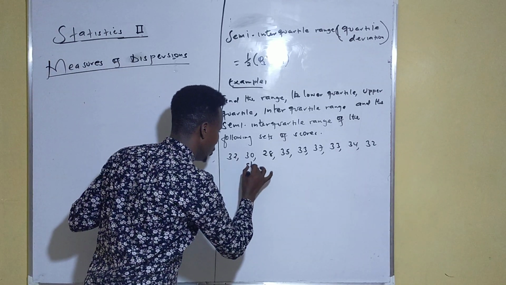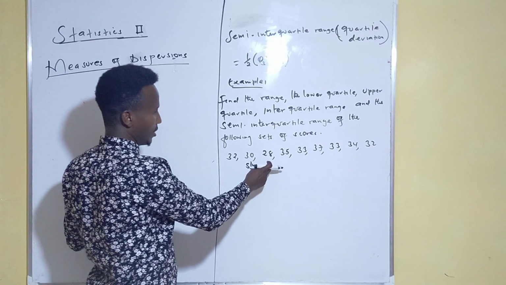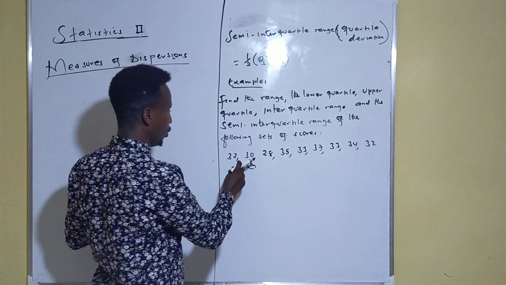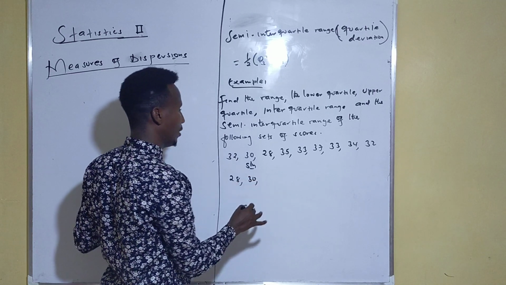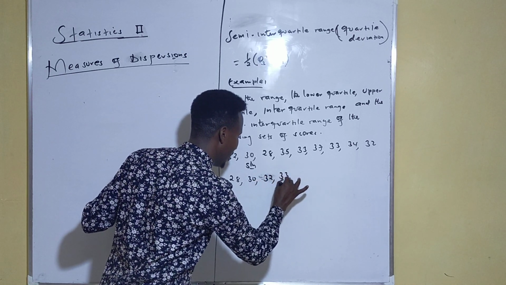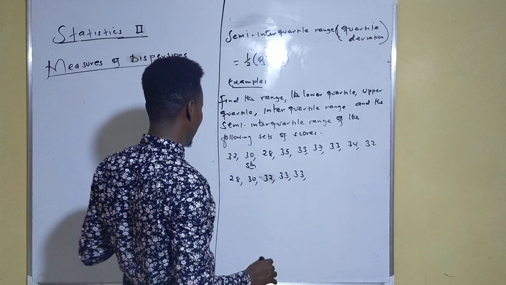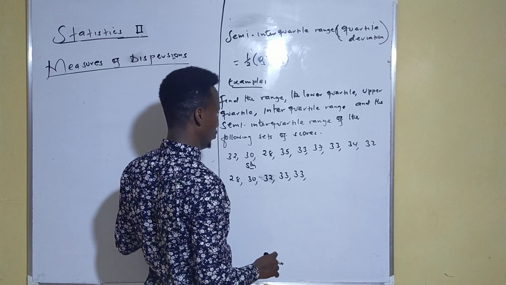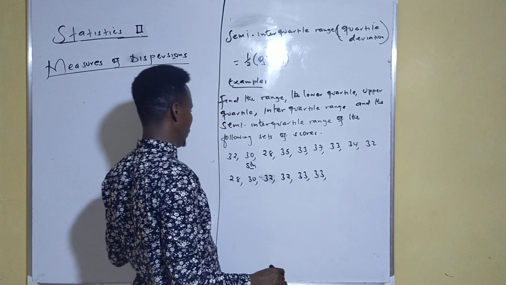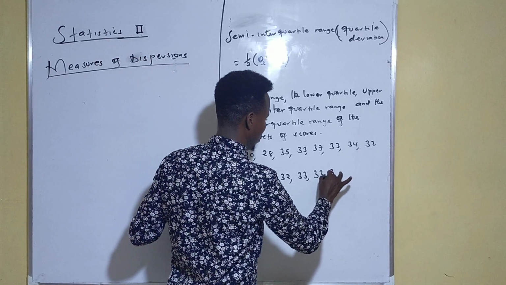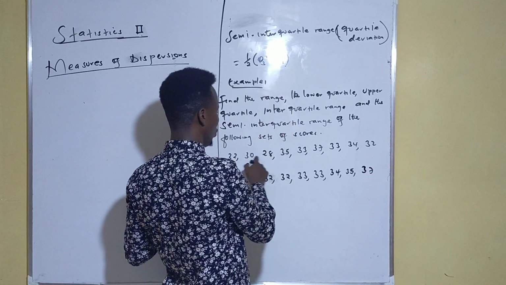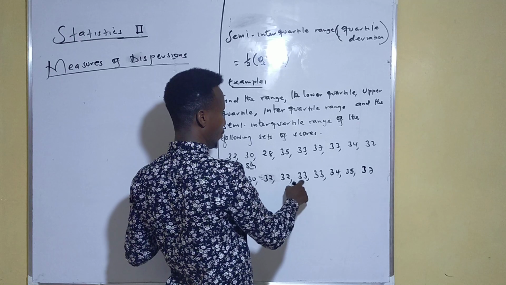Coming to the solution, you will arrange this data in ascending order. The lowest value here is what? The lowest value is 28. Do you have another one? No. 28 followed by 30. Then we have 32. We have two 32s, then 33, another 33, then followed by 34, then 35, then 37. That is 9 values. It's okay now.